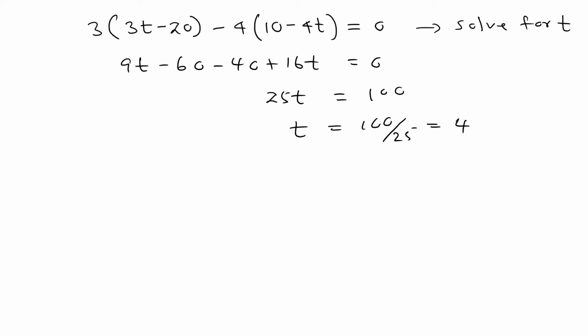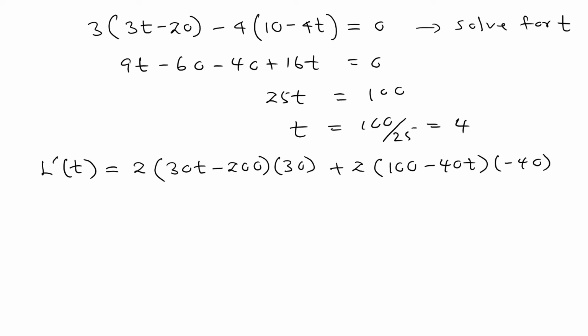We still don't know whether there's a minimum, but this critical point is t equal 4. Now we can look at the second derivative. So this is the first derivative we have. Let's take one more derivative. If you take the second derivative, you get one more 30.